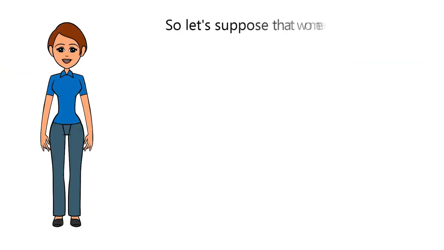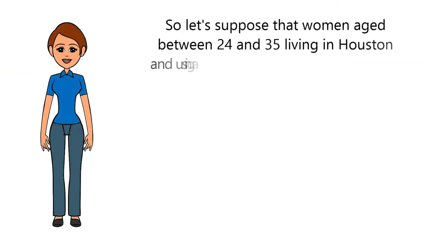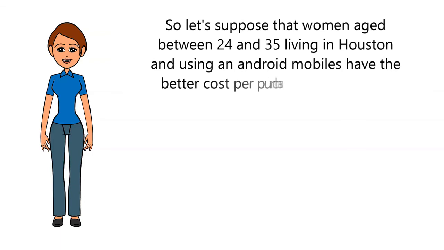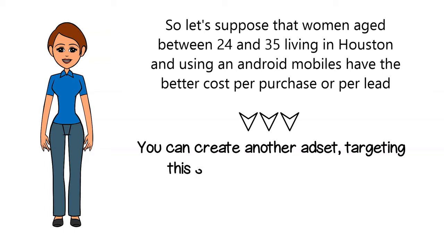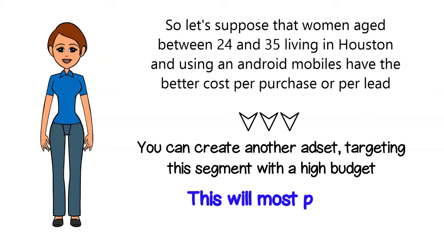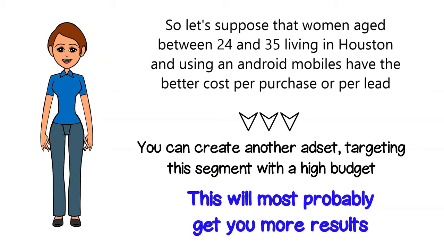So let's suppose that women between 24 and 35 years old living in Houston and using Android mobiles have the best cost per purchase or cost per lead. You can create another ad set targeting this segment with a high budget. This will most probably get you more results.